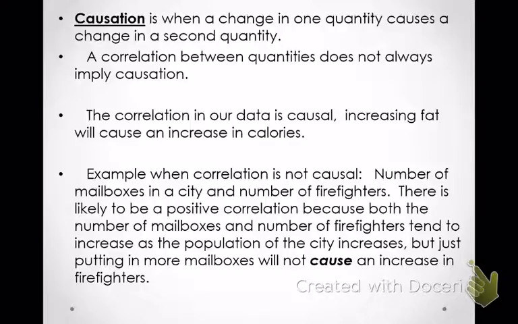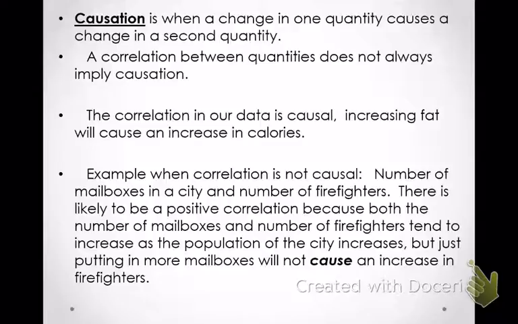A better example here would be the number of mailboxes in a city and the number of firefighters. There's going to be a positive correlation there because if your number of mailboxes goes up, that means that your population is larger, and so of course you're going to have more firefighters. But just because you put one more mailbox, all right, so I got cut off there, and I'm not sure exactly where I ended up, but we'll go back over this real quick.